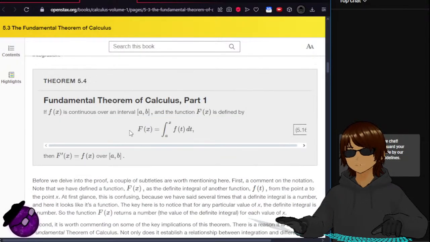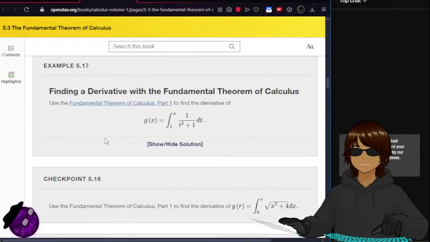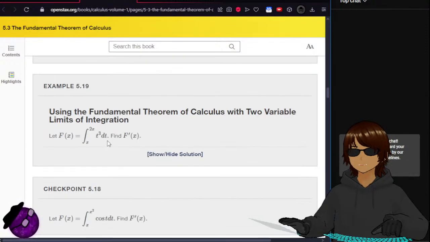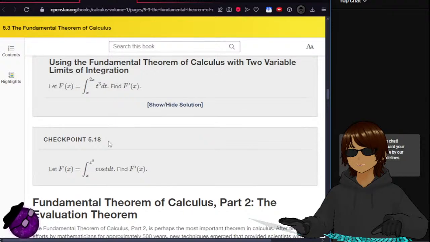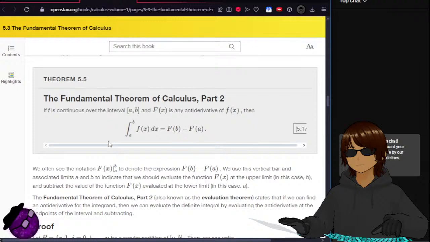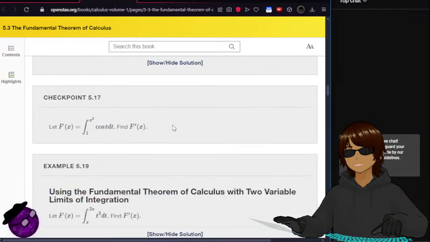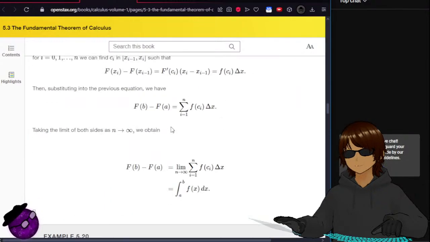This is the first theorem of calculus. If this is the area, then the derivative of this is f of x. And then the second theorem of calculus is, yeah, this is the antiderivative. Finding the area between a and b, you can do this simply by using the antiderivative. You don't have to know the area function.